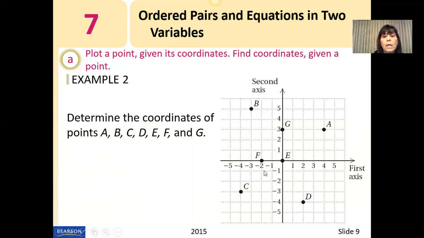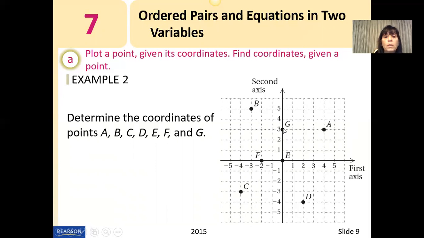Going to point E, E is right in the middle, so that is also called the origin, and it has coordinates (0, 0). F is a point directly on the x-axis. I still have to go 2 units on the horizontal axis, so the first coordinate is a -2, but I did not move off of that axis, so the second coordinate is a 0. So the coordinate for F is (-2, 0). Any point that falls on the x-axis will have a y-coordinate of 0.